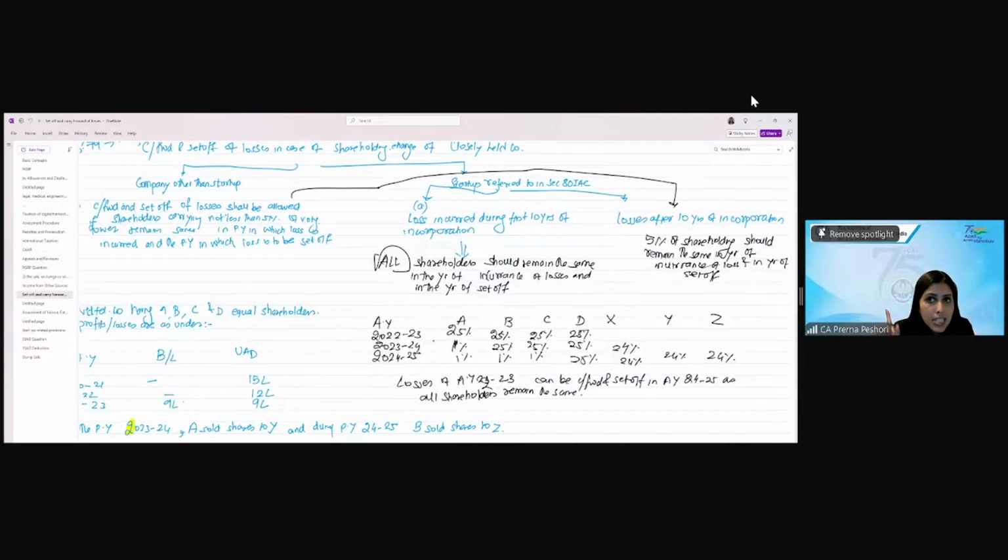But since it is a startup and since this is a loss incurred in the first 10 years of incorporation, even if more than 51% shareholders are not the same in the year of incurrence and in the year of set-off, if all the shareholders remain the same, that is, the shareholders who were there in the year of incurrence are there in the year of set-off, there is no problem. If it is after 10 years, then the 51% condition will be applicable.